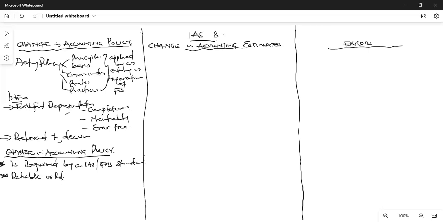And more relevant info. As a matter of fact, it means that the thing is going to be faithfully represented. All right. So that is it. It will give more relevant and reliable information to users. All right. That is the only reason why you change.